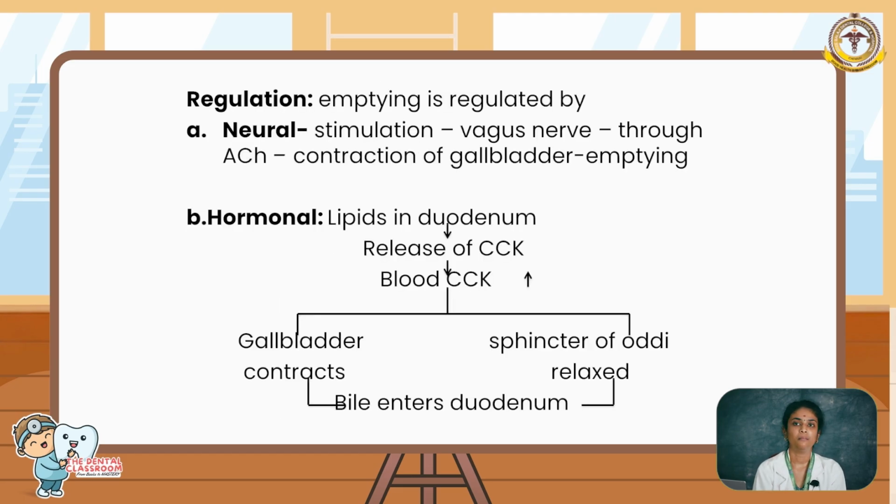Regulation: emptying of the gallbladder is done by 2 regulations. One is neural regulation, the other one is hormonal regulation. Neural regulation: the stimulation of the vagus nerve through the effector ACh causes contraction of the gallbladder, and then emptying of the gallbladder takes place. Now coming to the hormonal regulation, lipids in the duodenum cause release of CCK. CCK is nothing but cholecystokinin. This release of CCK will get increased in the blood. Next, the gallbladder gets contracted and the sphincter of Oddi will be relaxed, causing the bile to enter into the duodenum, which is nothing but emptying of the gallbladder.